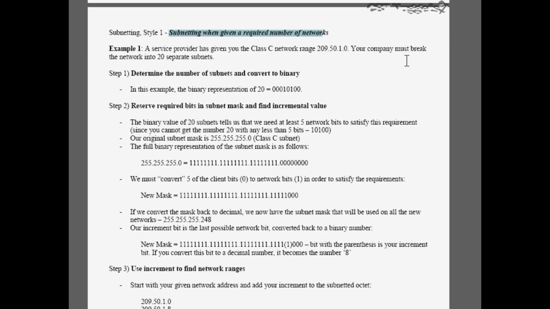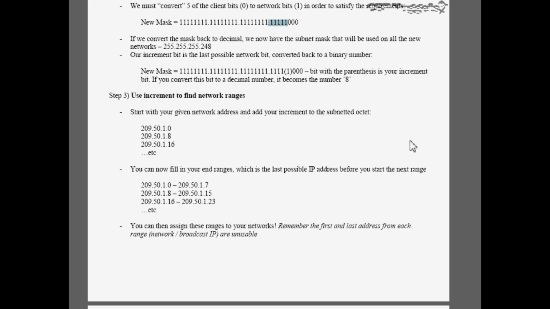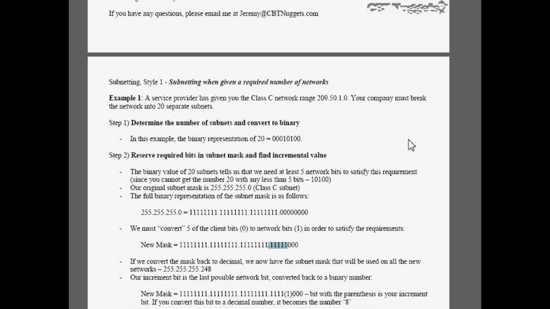We've got a service router given this. You must break it into 20 subnets. So step 1, determine subnets and convert to binary. So there it is. Second step, reserve the bits in the mask and find the increment. And we can see the binary tells you how many bits. Your original subnet mask is this. So that's our original subnet mask in all binary. We must convert 5 of them to network bits. So you can see what I did was try and write what my thoughts were in paper. So you can always print this out and refer to it at any time. I did one, subnetting style 1 is an example based on the number of networks with a class C range.